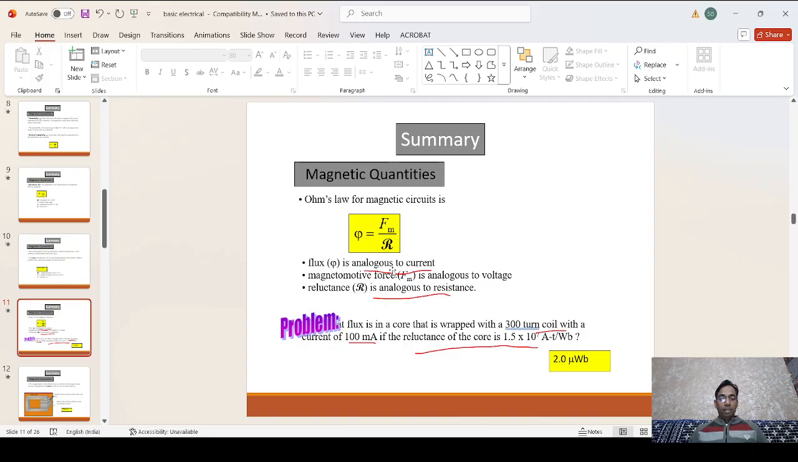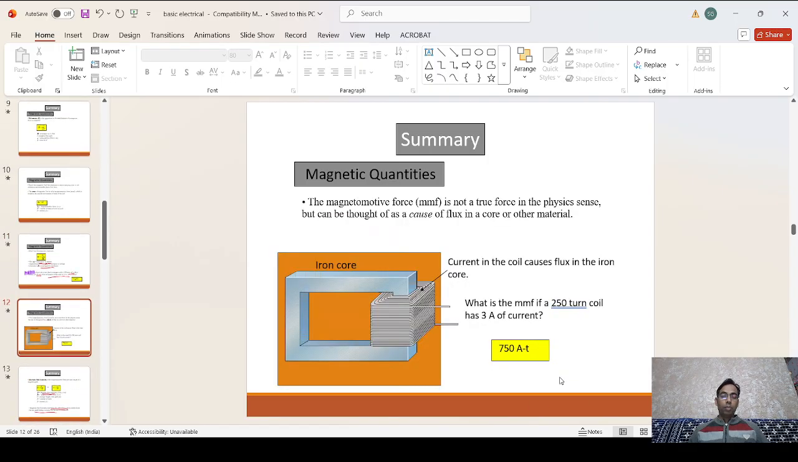electrical and magnetic circuits. So what is the flux if the core is wrapped with a 300 turn coil with a current of 100 milliampere, and the reluctance of the core is 1.5 into 10 power 7? We put the values in this relation to obtain the flux. MMF is N into I, N is 300, I is 100 milliampere, and reluctance is 1.5 into 10 power 7. So we put these values to obtain the flux, which is 2 microweber.